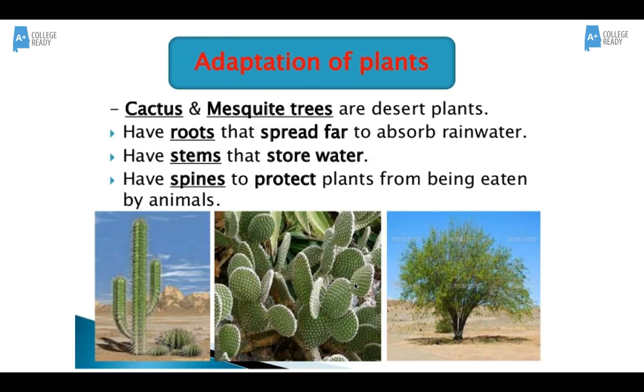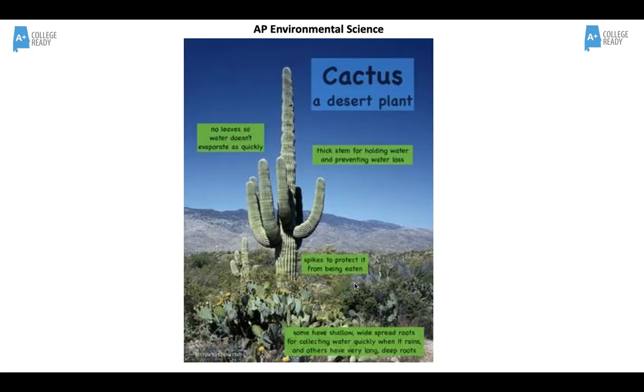You do have some trees. You've got cactus and mesquite trees. They have roots that spread pretty far to absorb as much rainwater as they can whenever they get some. Their stems store lots of water, and they have spines to help protect them from being eaten by other animals. Not having leaves on the plants definitely does help, because if you had a bunch of leaves, they would allow water to be evaporated a lot more quickly.